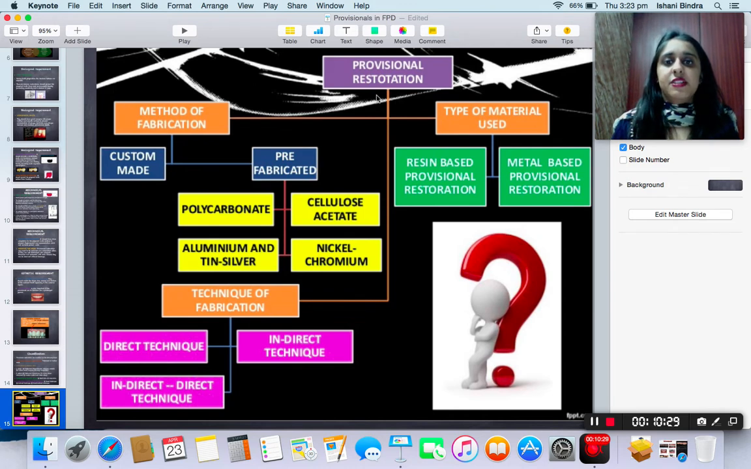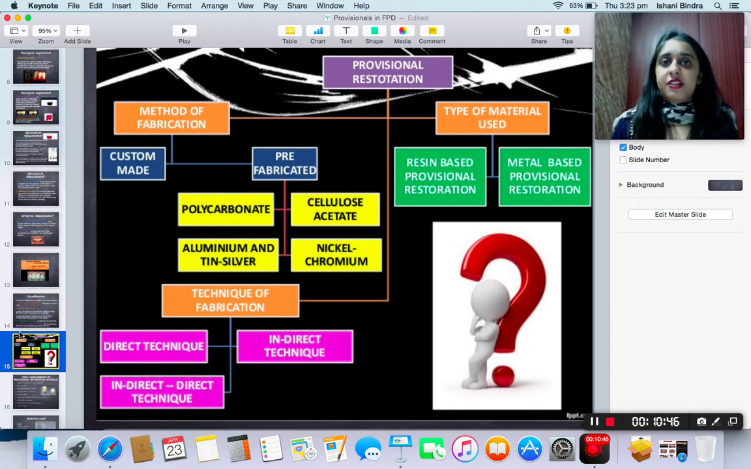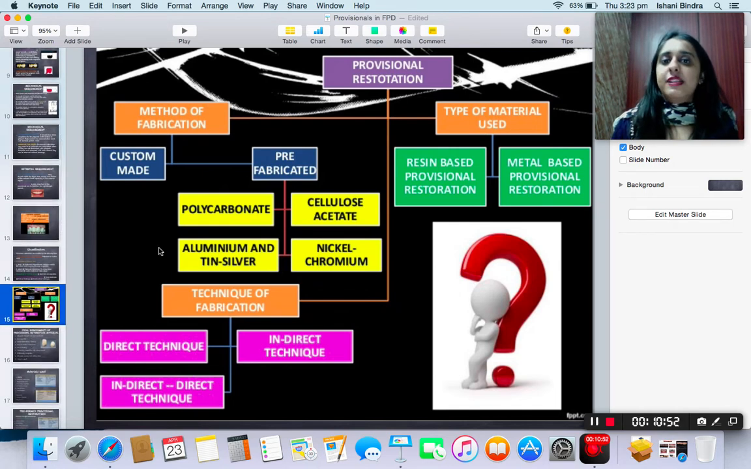The provisional restorations can be either custom made or prefabricated, again depending upon the material. It may be resin based or metal based, according to the technique of fabrication, direct, indirect, and direct indirect technique, and according to the material used. So classification is also important from exam point of view. This is a simplified table for classification. All these methods of fabrication and the materials used for provisional restorations we'll be covering in the further lecture.